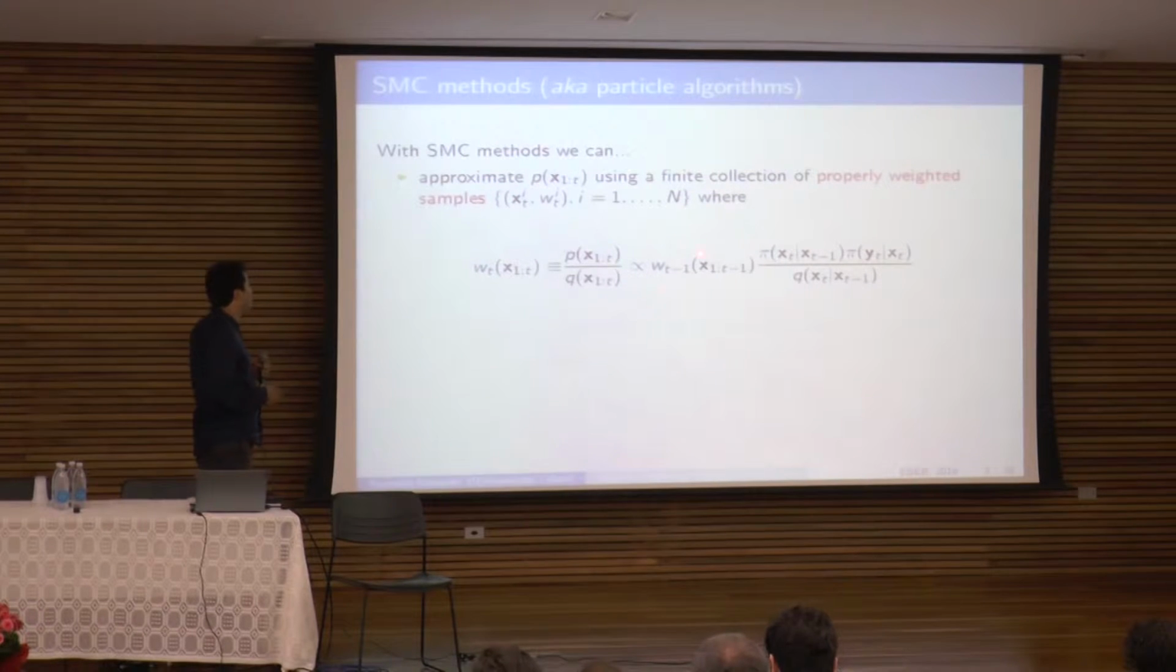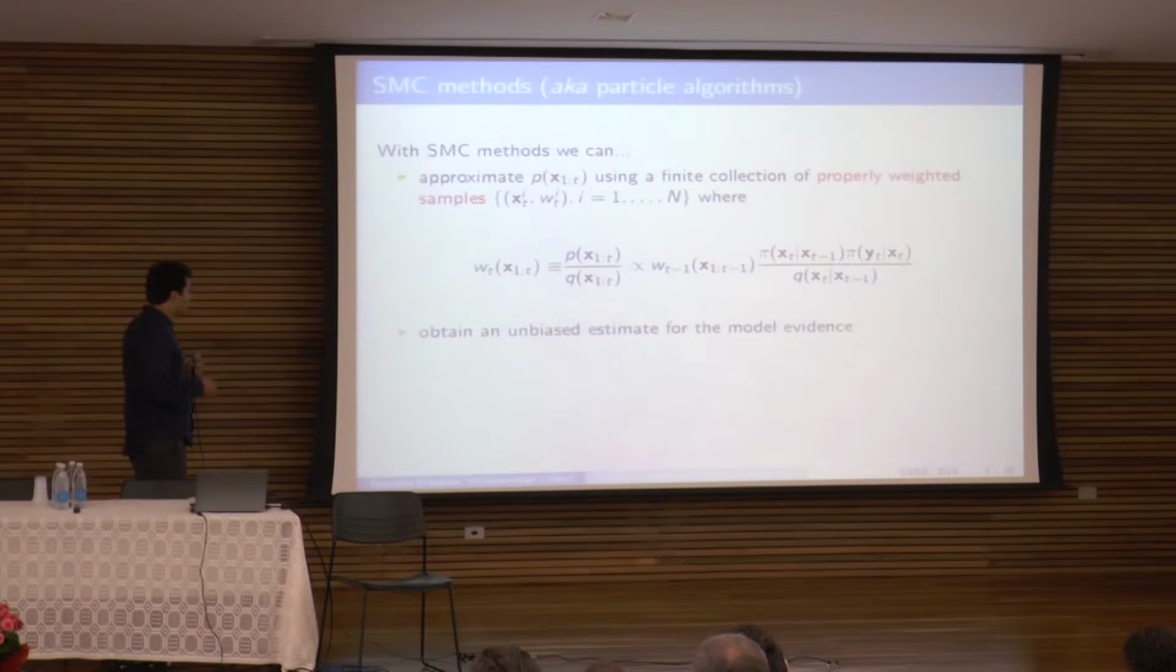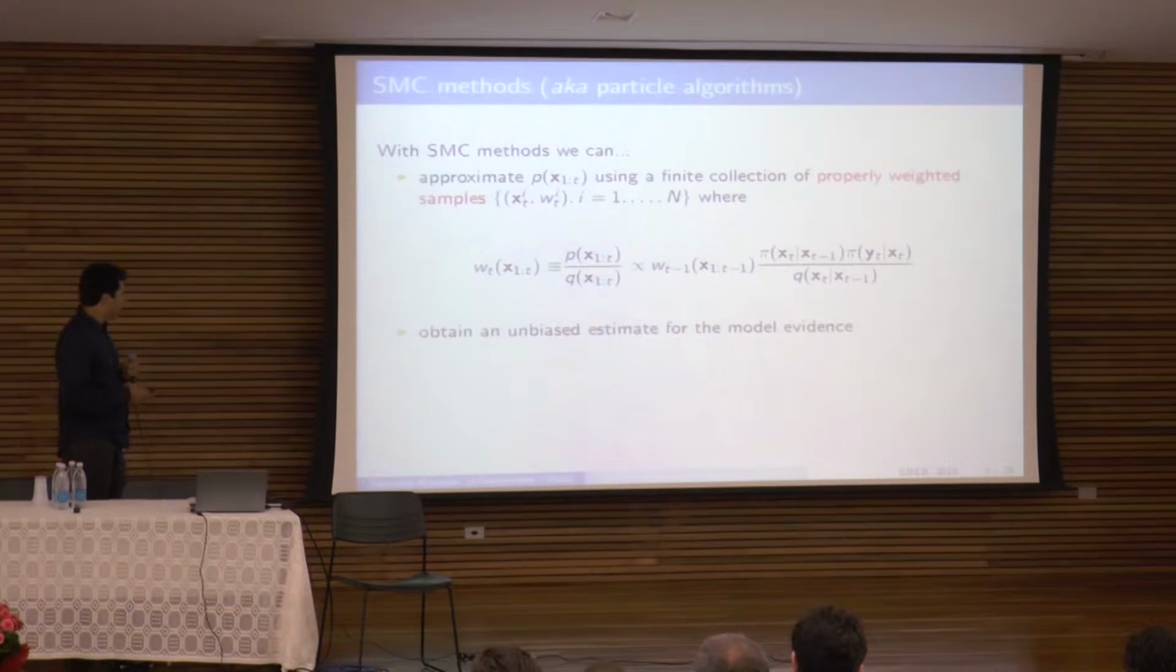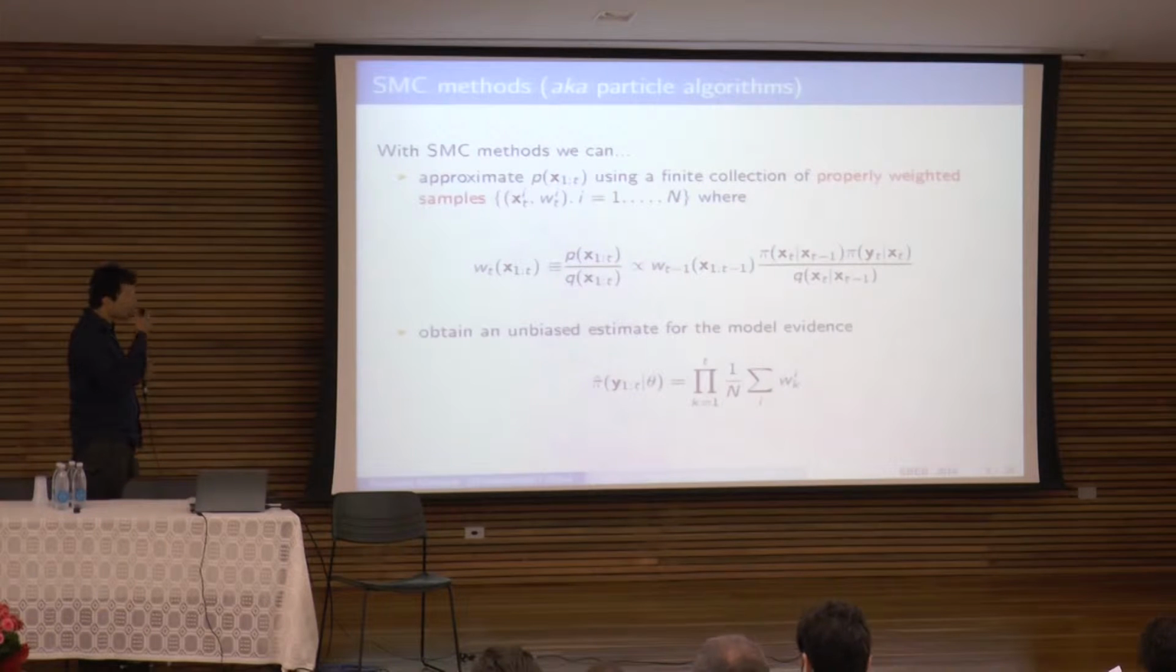Then you can use the previous weights, you propagate your particle and save your weights. And also, for free, you can obtain the model evidence estimate by doing this calculation here. Very simple, the traditional particle methods.